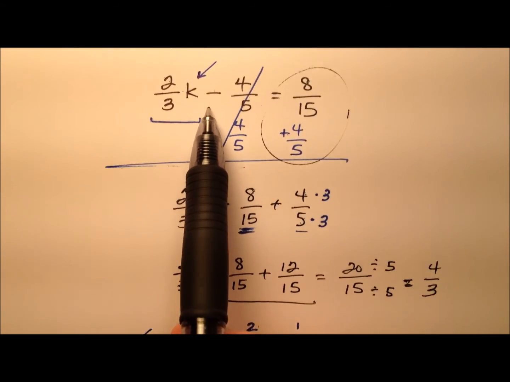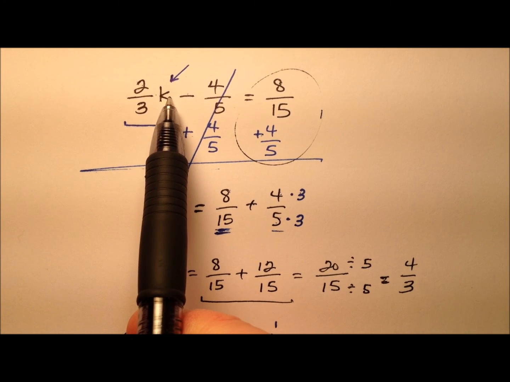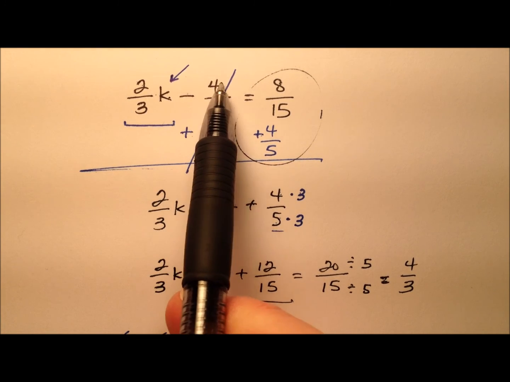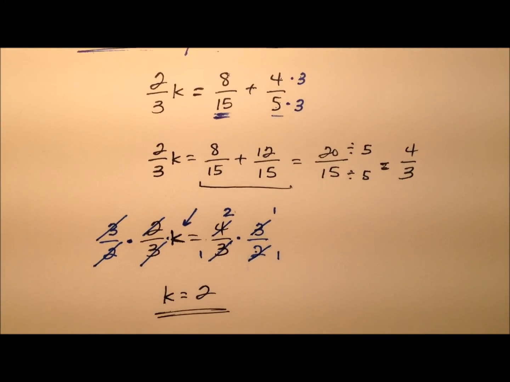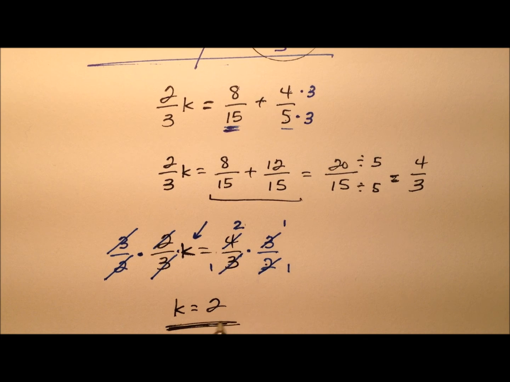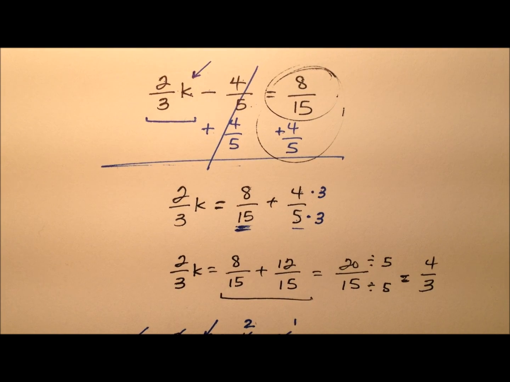So going back up to my original equation, if I said 2/3 times 2, I'd have 4/3, and from that subtract 4/5, and I would indeed have 8/15. So I know that this value for k is the solution for this initial two-step equation that included fractions.